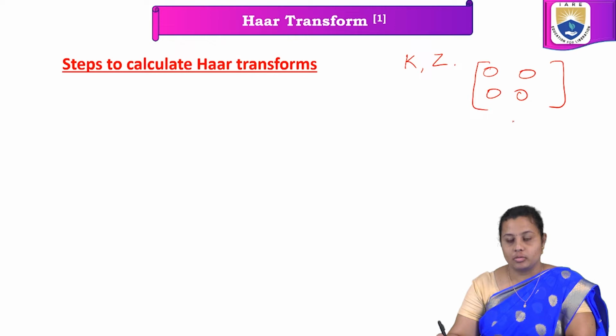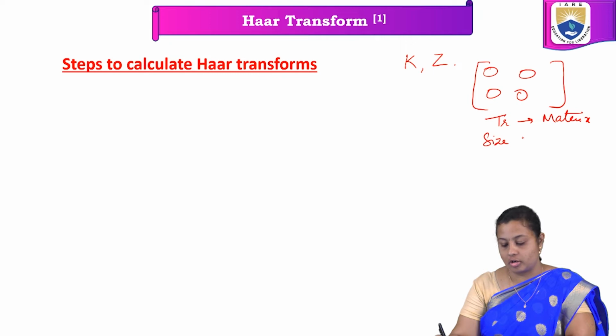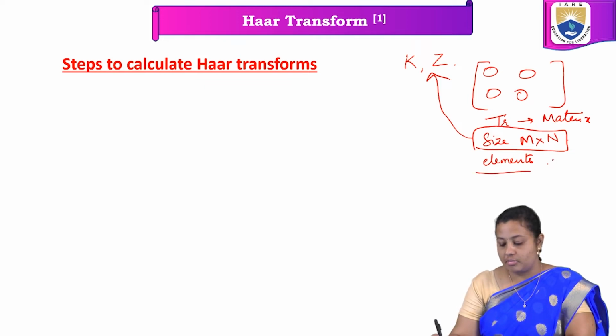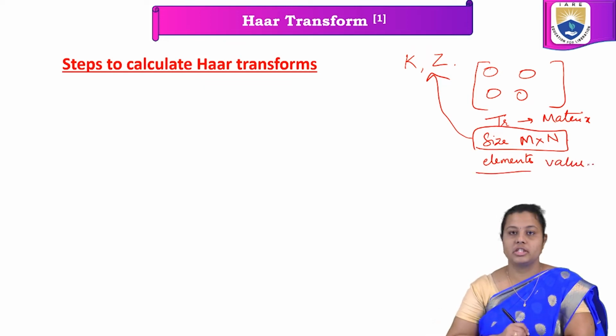As we know, in a transform, if it is a matrix, then there are three things that we have to calculate. One is the size, number of rows and columns, which is represented by m cross n, and the elements, right? So these three things we have to find out. The size m cross n is defined from capital K and capital Z. Now, what are the element values that we will see?